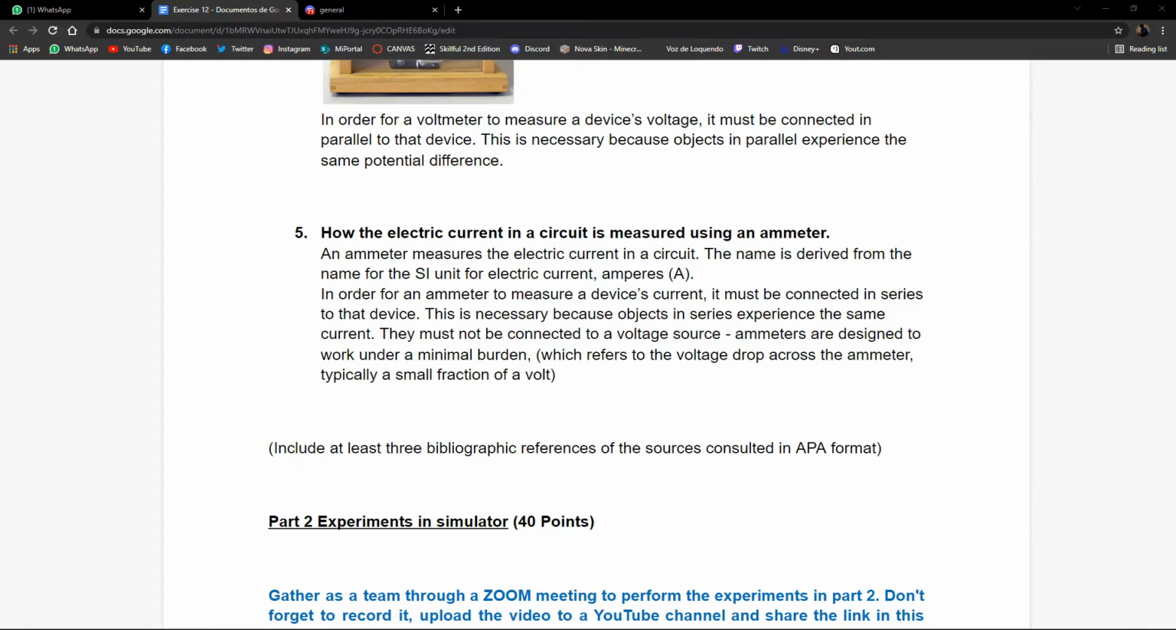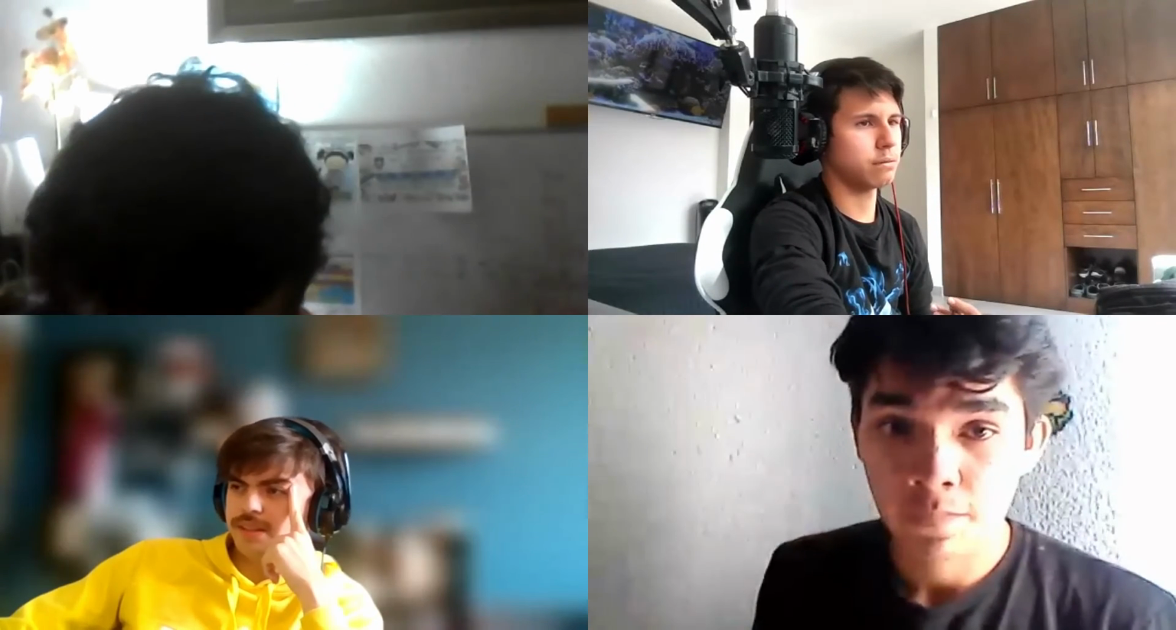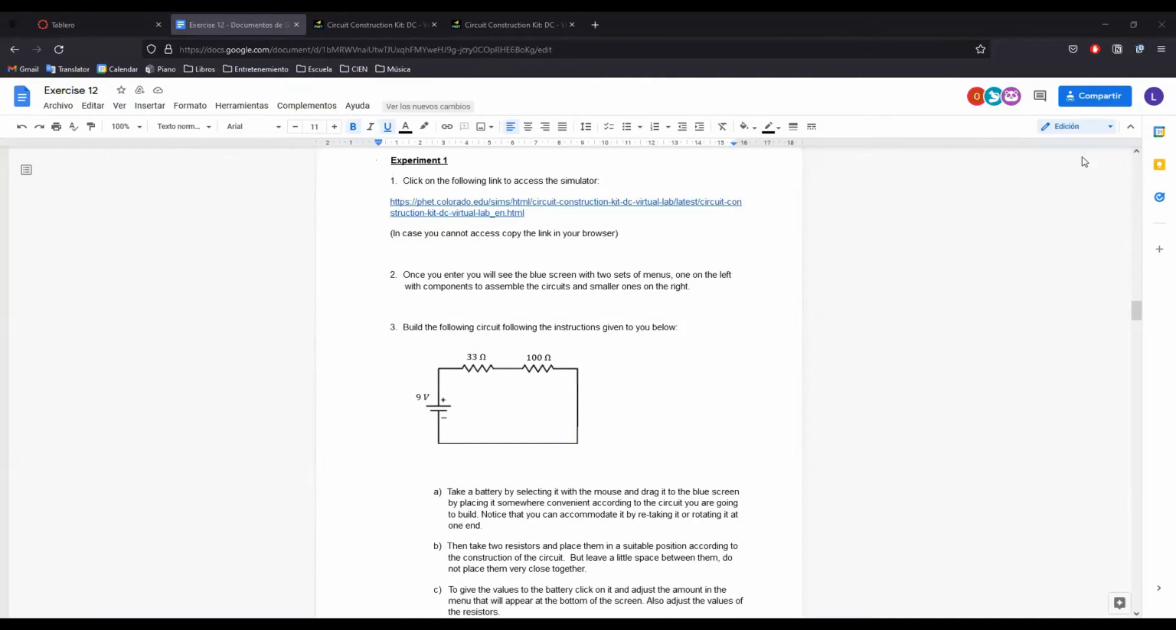Now my teammates are going to explain the experiment. Well, now for part 2, we have all the 3 experiments that we had to do. Start with the first one. The first one is we have to make this circuit in the simulator.